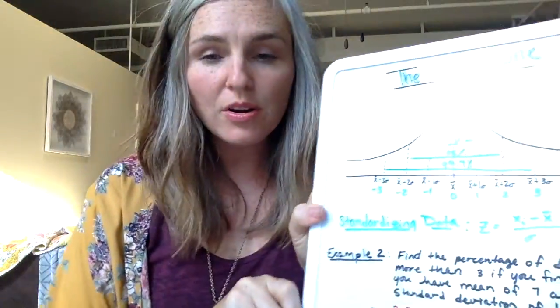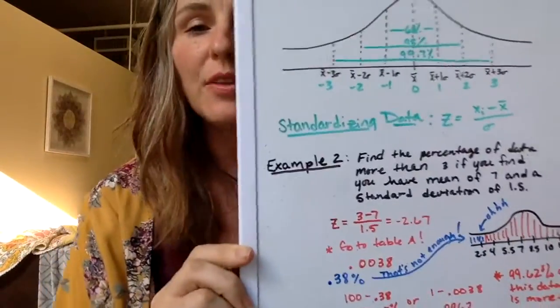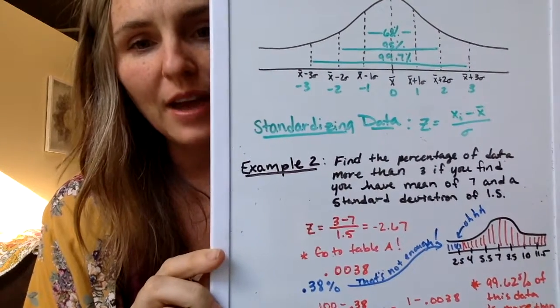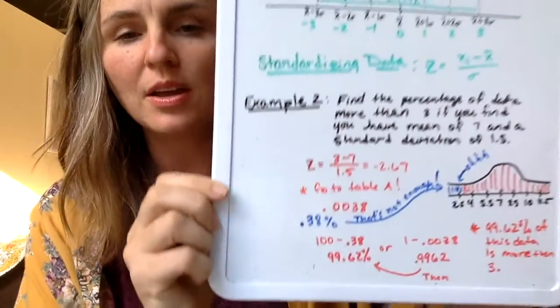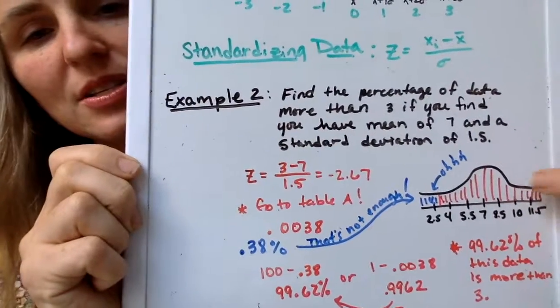Okay, just a little bit harder. So let's say the question says something along the lines of, find the percentage of data more than 3 if you have a mean of 7 and a standard deviation of 1.5. So now here's the problem. You're like, oh, I did that. I can do that. I did that just a second ago.